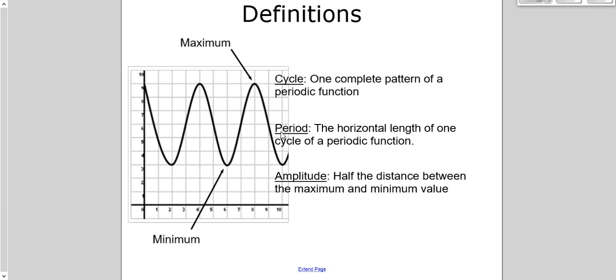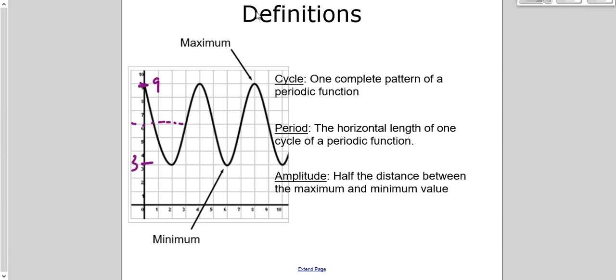So the period is the length of time, if we were talking about time, to create just one cycle. And then the amplitude. Your amplitude, this is probably new. Your amplitude is half of the distance between the maximum and the minimum value. So if I was looking at this, we have a maximum at 9 and we have a minimum at 3. So half the distance between would have to be right here.